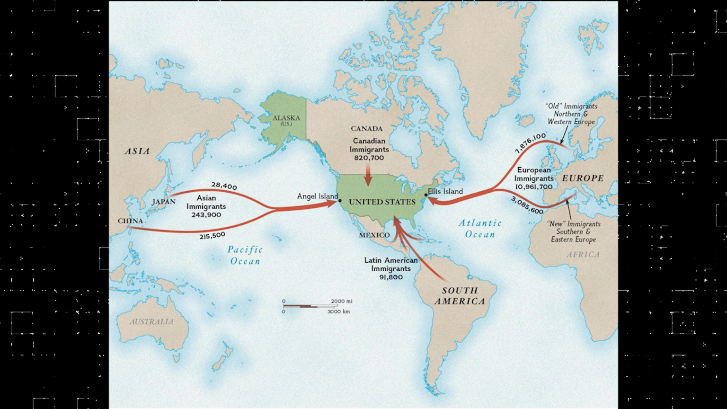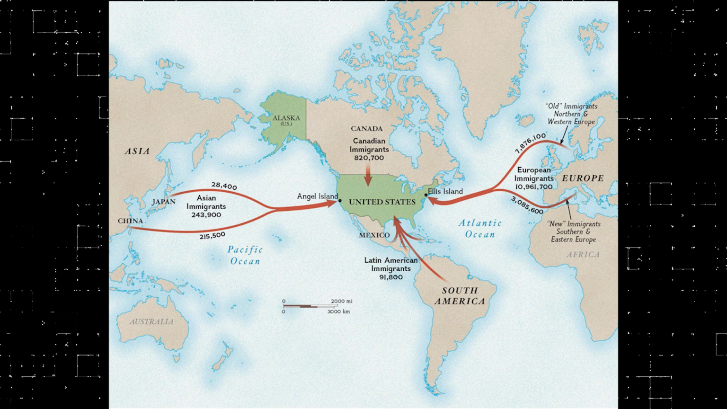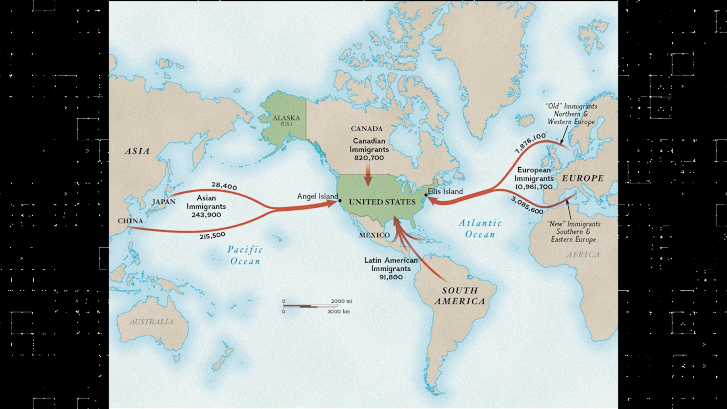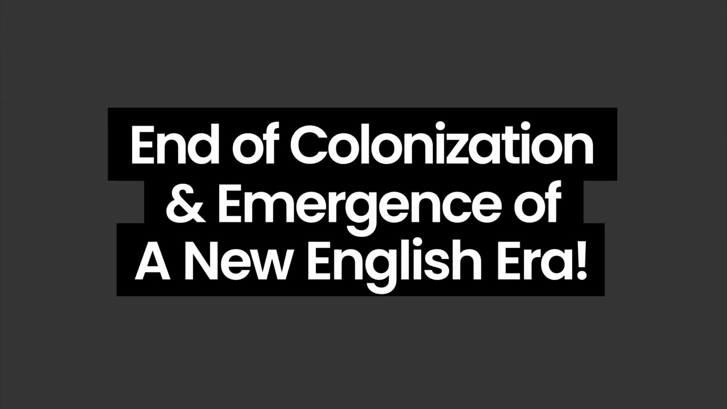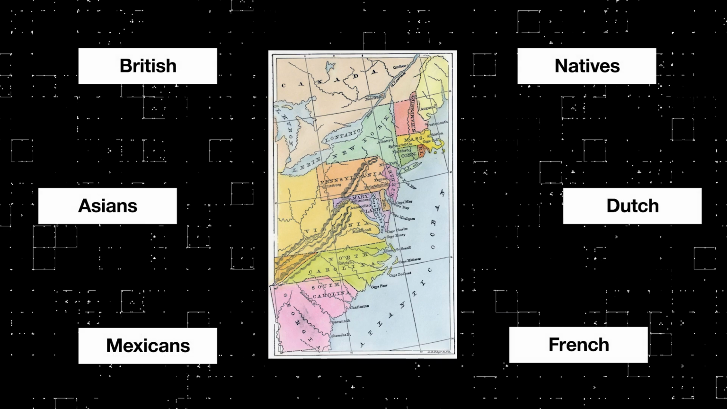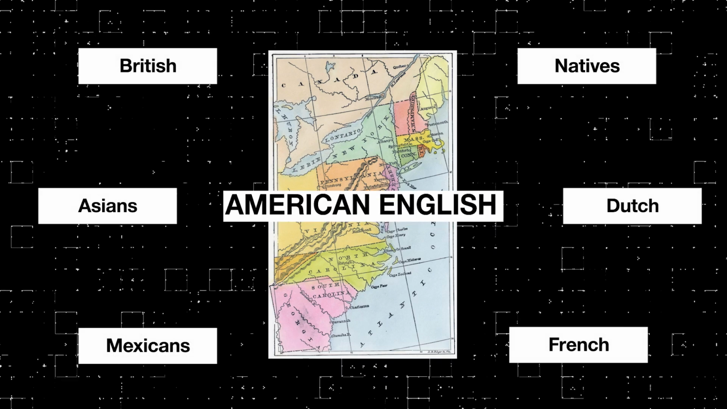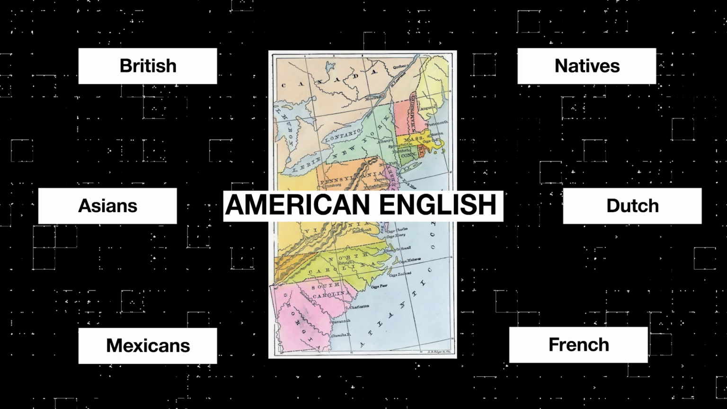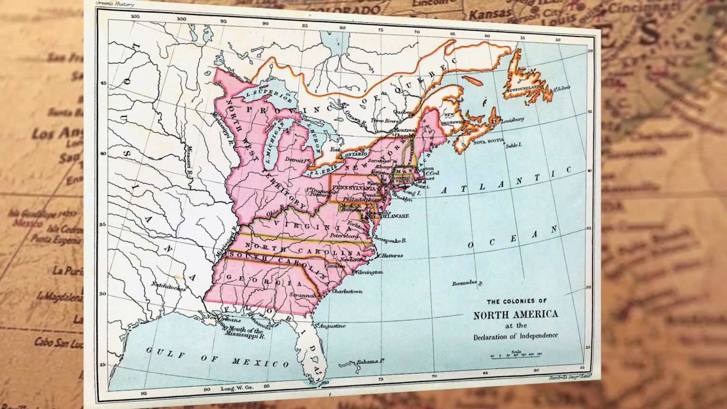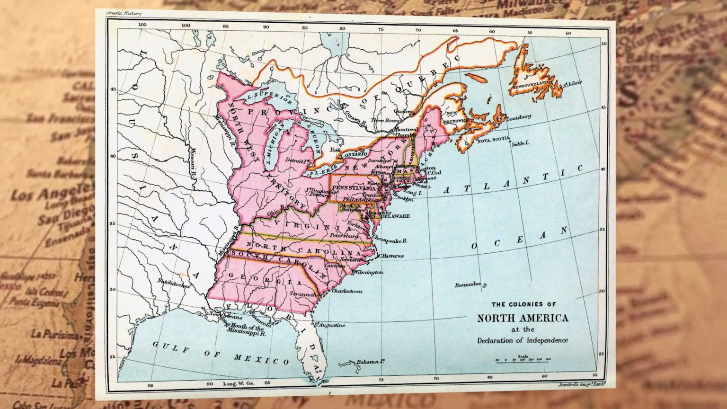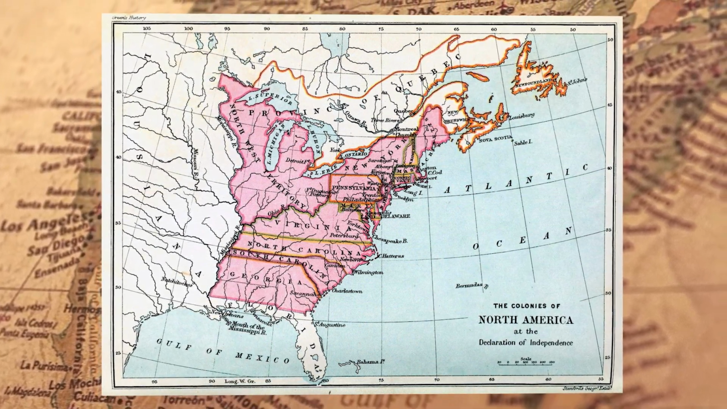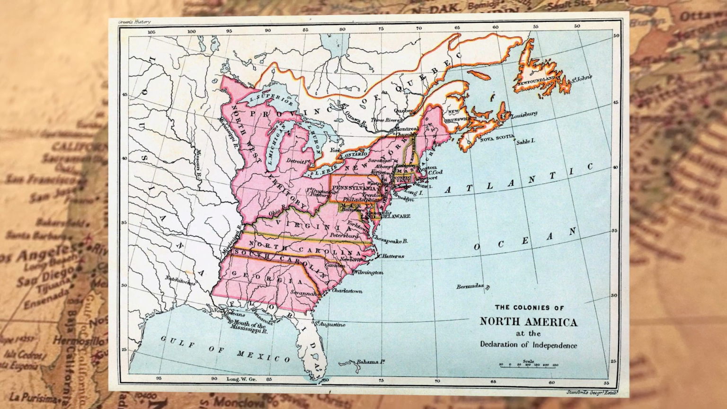Immigration continued into the mid-20th century, notably from Mexico and other Hispanic countries. End of colonization and emergence of the New English era. A significant outcome of the diverse American populace and the intermingling of languages was harmonized by the English spoken by Americans. As the colonial era drew to a close, coinciding with the inaugural census in 1790, the American colonies were home to around 4 million inhabitants.